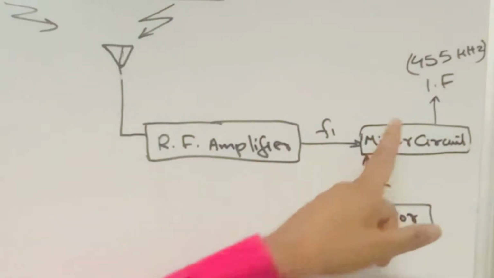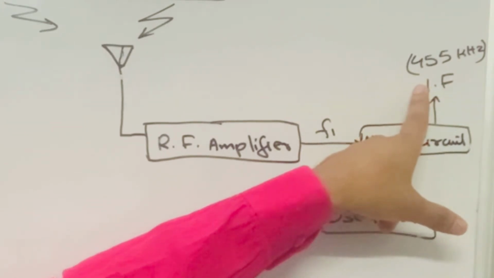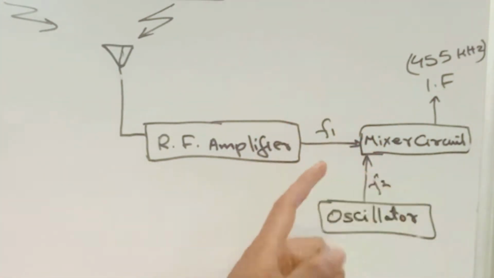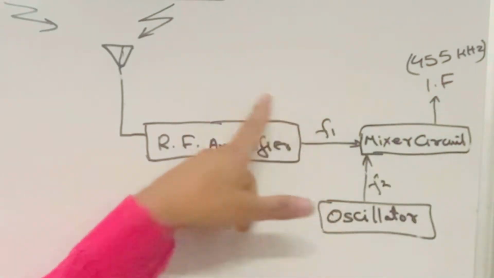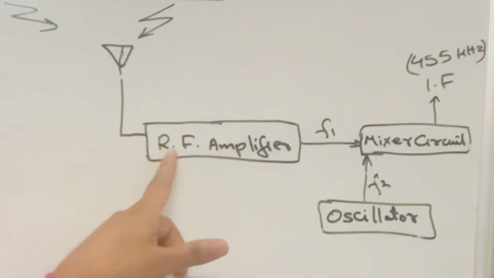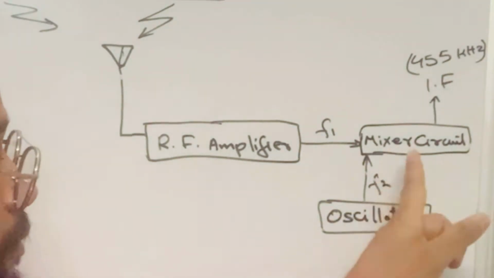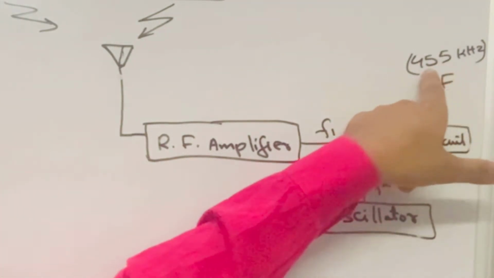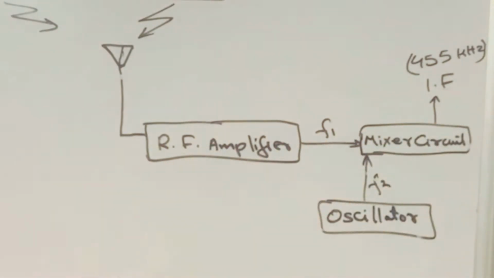Okay friends, here you should know why we always get 455 kilohertz. It's because the circuit is so designed that the oscillator always produces a frequency 455 kilohertz above the selected frequency of the radio frequency amplifier. Hence the mixer will always produce 455 kilohertz as the intermediate frequency, regardless of the frequency to which the receiver is tuned.